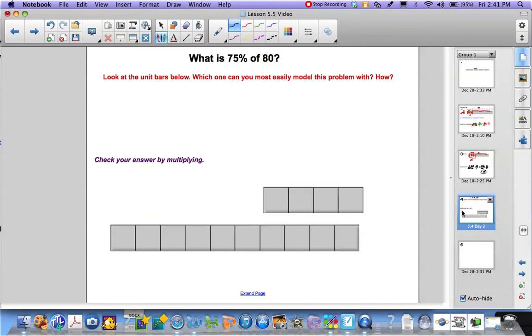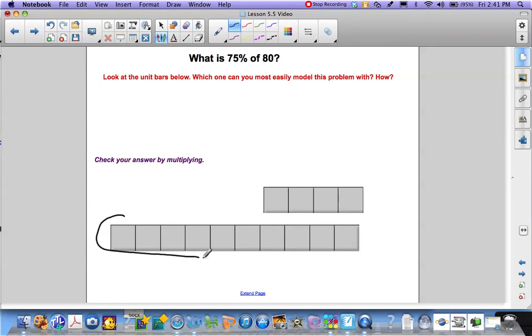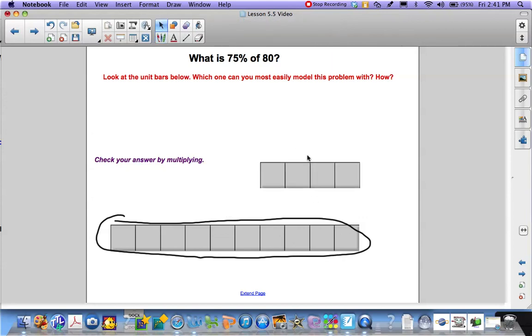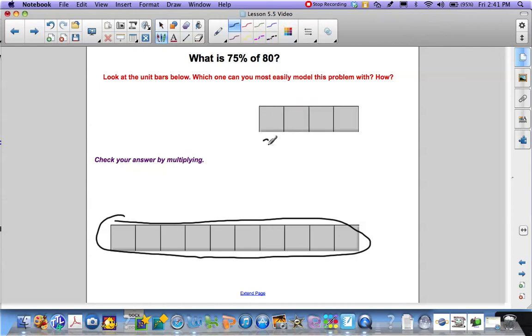Okay, let's look at one more example. What is 75% of 80? Now I can make a unit bar. I can divide it any way. We've concentrated on dividing it into tenths, so each unit is 10%. But I could also look at a different kind of unit bar here, using 25% as a benchmark. So I know if I divide it into 4 equal parts, each piece is going to be 25%, 25%, 25%, and 25%. So remember, always label your unit bars.